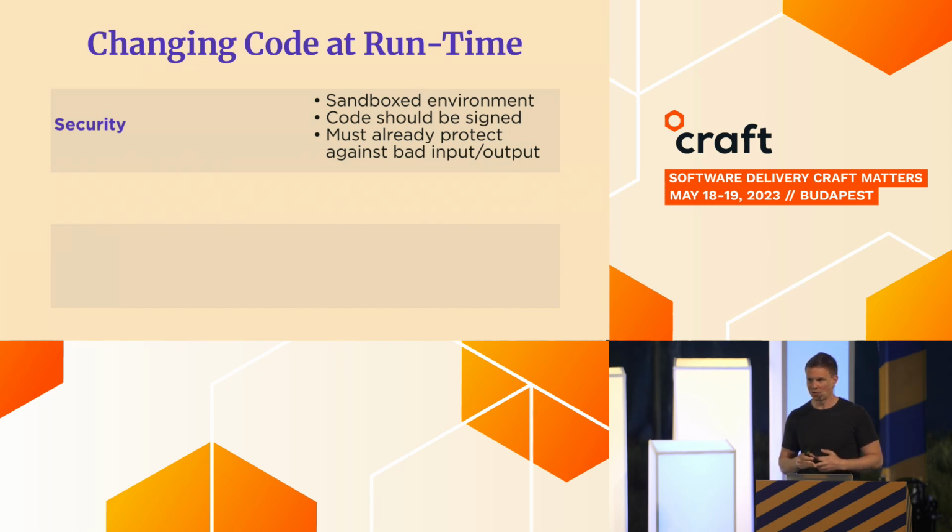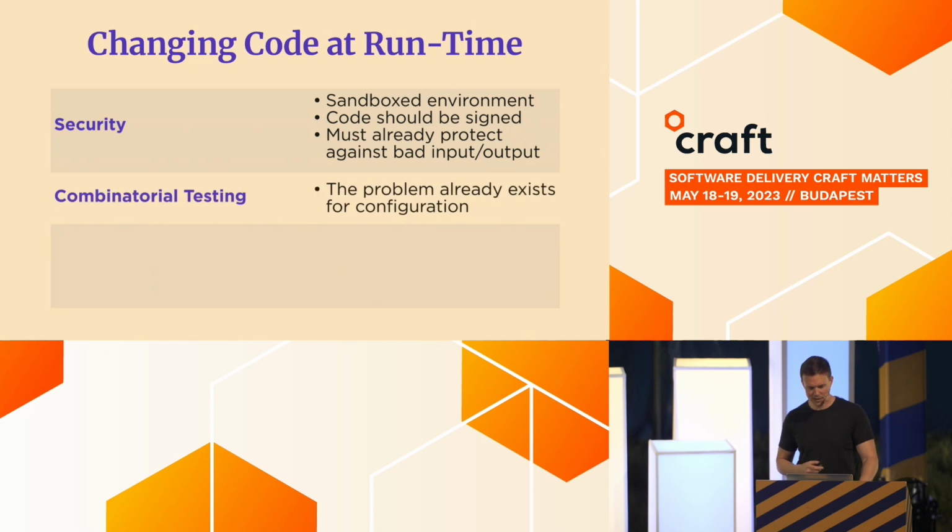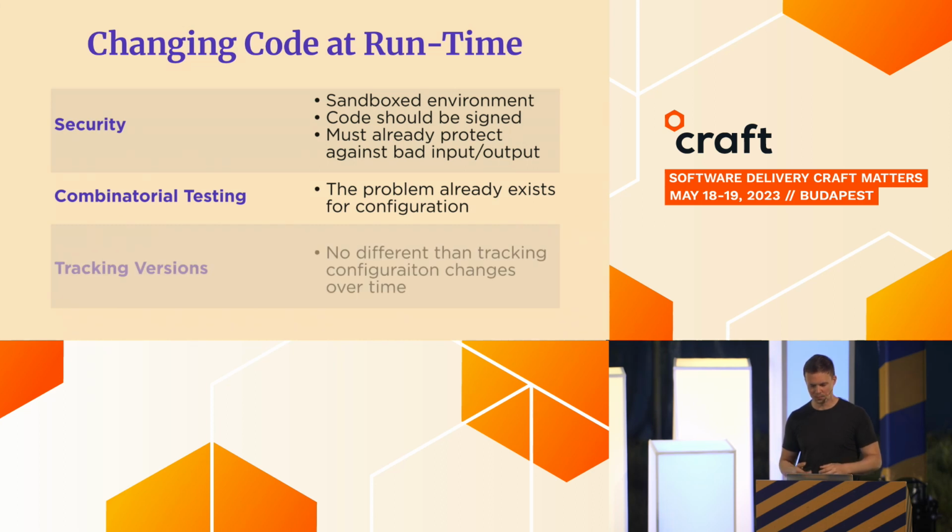And the firmware itself already needs to protect against bad input or bad output. Some people say, well, what if the value returned from the WebAssembly is bad? The firmware itself really needs to already protect against bad input. The second objection I get is combinatorial testing. They say, well, if code can be changed at runtime, now I have all these permutations which I need to test. But IoT devices usually already have a bunch of configuration parameters that change behavior. And so you already have this testing problem. I don't think changing code at runtime through WebAssembly really makes that any worse.